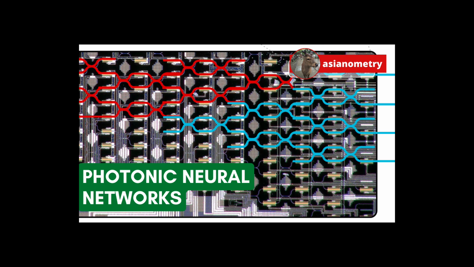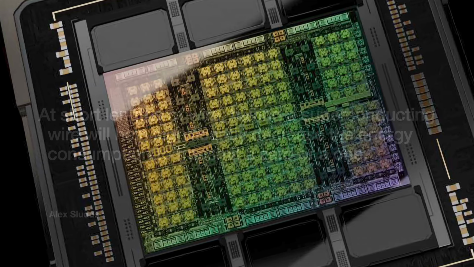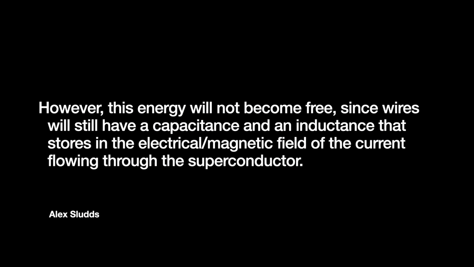Alex said, at short lengths of wire, having a superconducting wire will help significantly decrease the energy consumption to transmit a 0 or a 1. When he mentions short, he means as in the context of wires on the chip or between multiple chips like in a chiplet scenario. He then adds, however, this energy will not become free, since wires will still have a capacitance and an inductance that stores energy in the electrical/magnetic field of the current flowing through the superconductor.